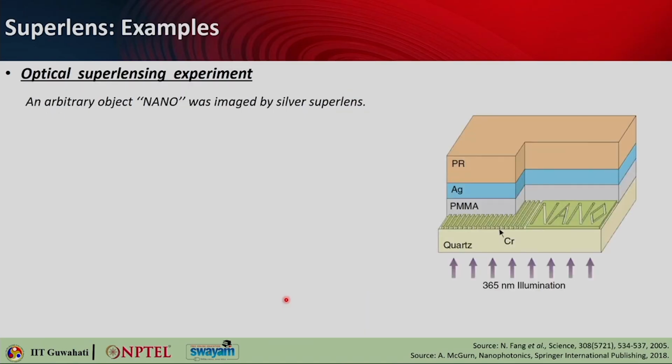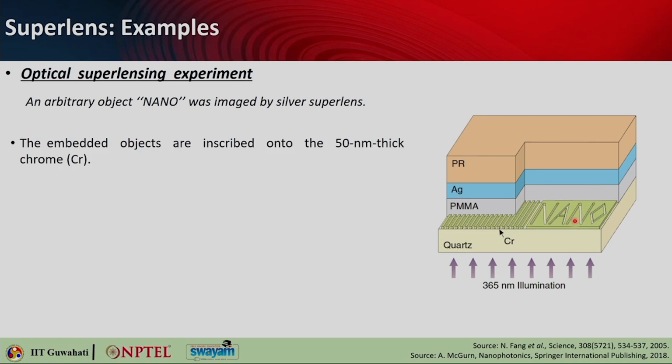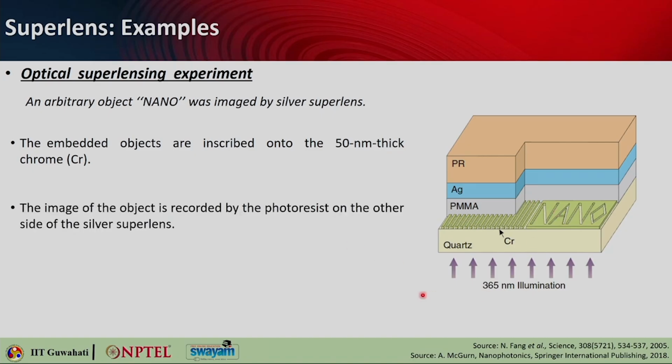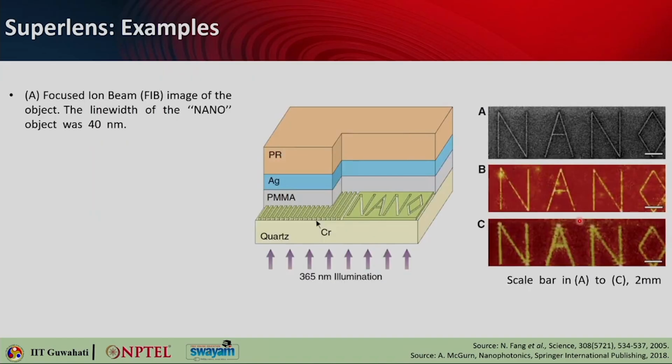So, one example is this particular experiment where an arbitrary nano object was imaged by a silver super lens. This particular object was inscribed on a 50 nanometer thick chrome, and then there was a 365 nanometer light which was used for illumination. Okay. And there was a photoresist layer on the other side of the silver super lens to capture the image of this particular object. And these are the different types of images that have been taken.